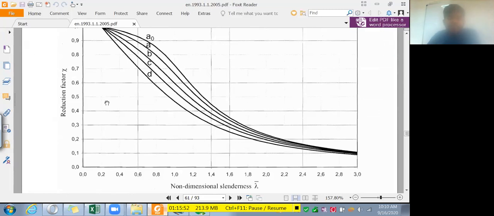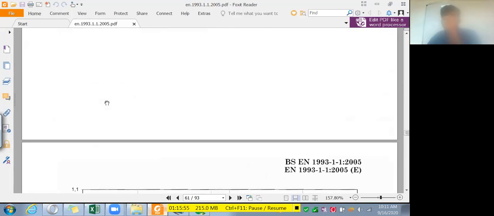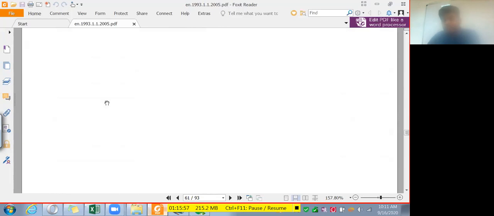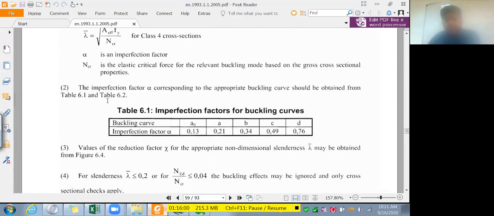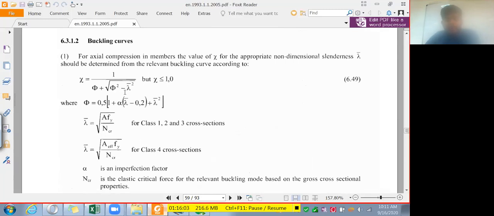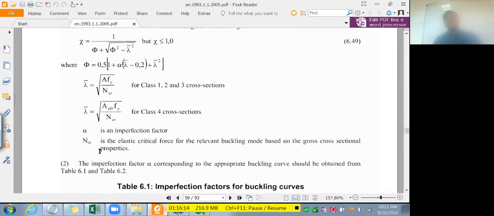So here we need to obtain the chi value. Chi value depends on psi and lambda bar. Psi is obtained from this equation, and lambda bar is obtained from this equation, where NCR is the elastic critical force for the relevant buckling mode based on the gross cross-sectional properties. NCR is the critical buckling load. So you have heard of this critical buckling load before, and you can recall it.